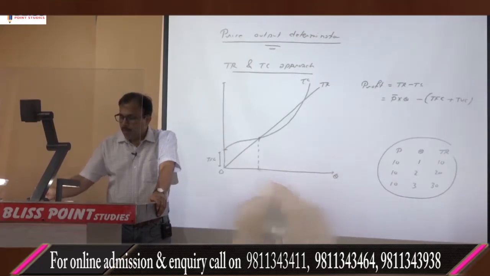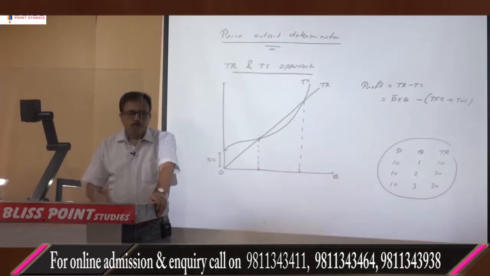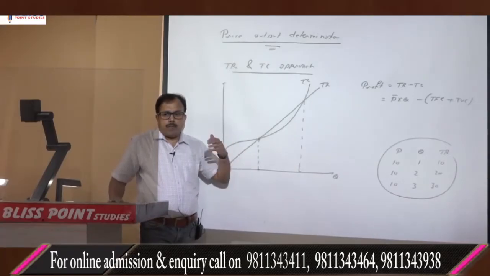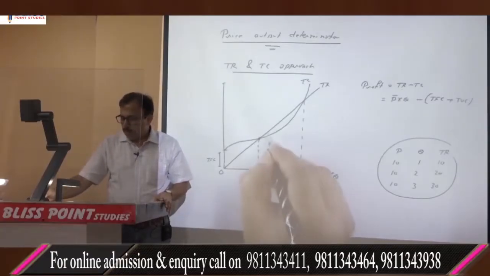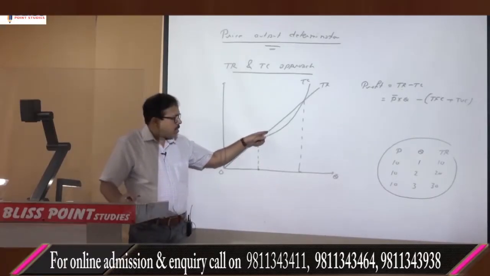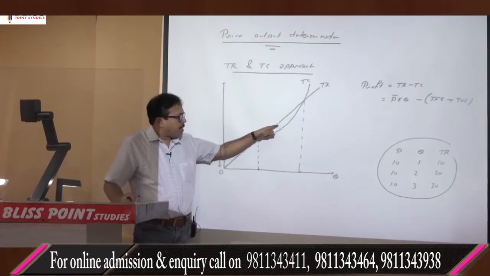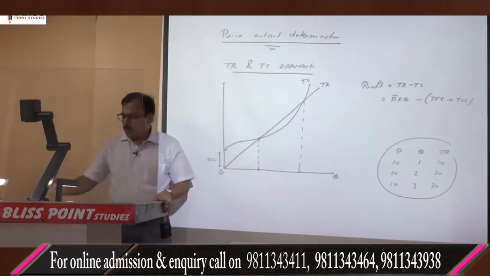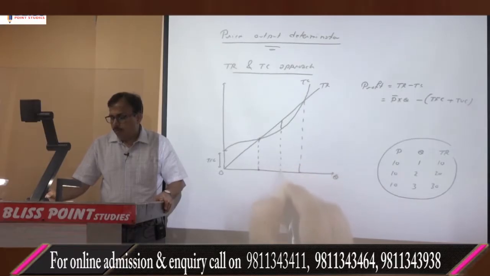So profit is 0 here and profit is 0 here also. And profit is the gap between TR and TC. So gap means vertical gap here. So if you mark this distance, it is in fact profit. So as quantity increases, profit will increase. There will be a maximum gap, and then again that gap will reduce. So just mark the maximum gap. So this will be the quantity where profit is maximized.